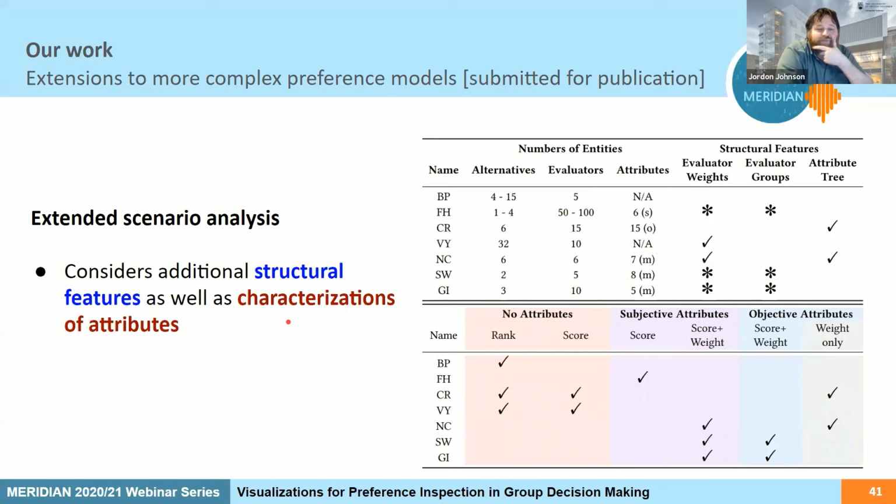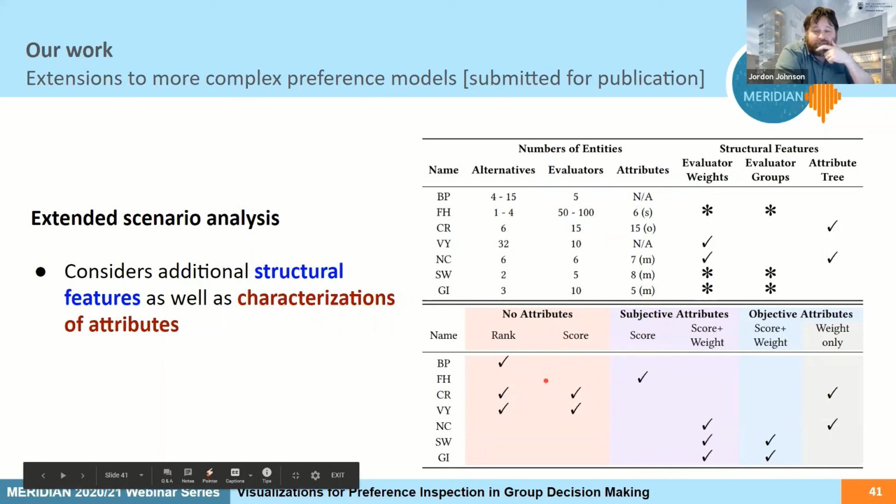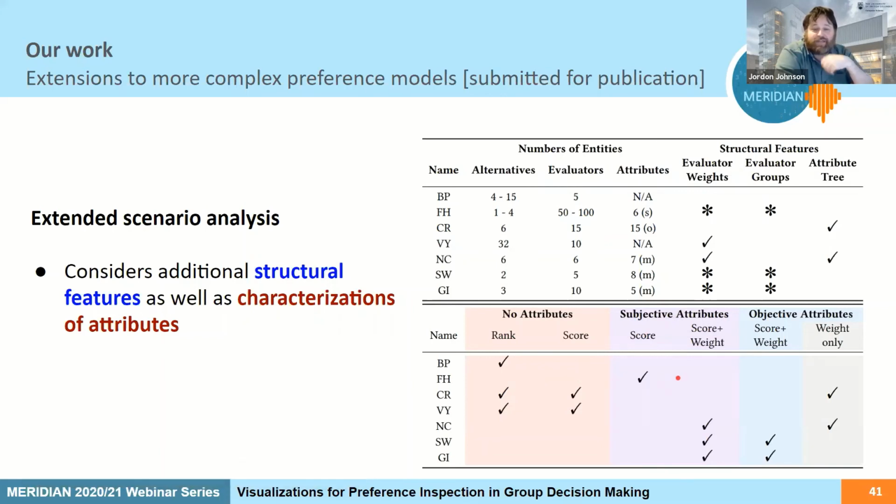And so we performed an extended scenario analysis to take into account things like evaluators not all being as important as each other in terms of making the decision, whether certain evaluators are similar enough that they can be grouped together, and hierarchical attributes. And we're taking into account whether there are no attributes, so we just score things directly, or whether we have subjective attributes, meaning how good or how fast the Wi-Fi is subjectively, and then perhaps objective attributes that have a yes or no answer, like is there a pool, yes or no, or what is the signal strength for your Wi-Fi.